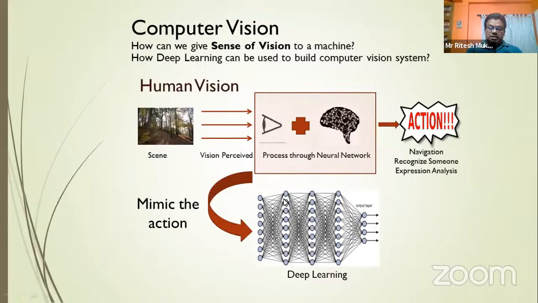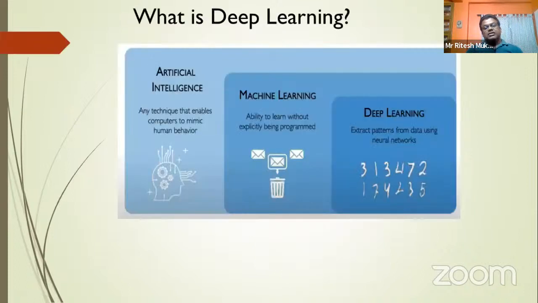You can see below there is something already. One picture is available, right? Which is called deep learning. So what is deep learning? That I will explain during my session. So this is the formal definition of deep learning. Artificial intelligence is any technique that enables a computer to mimic human behavior. A subset of that is machine learning, the ability to learn without explicitly being programmed. And deep learning is again a subset of that, which extracts patterns from data using neural networks.